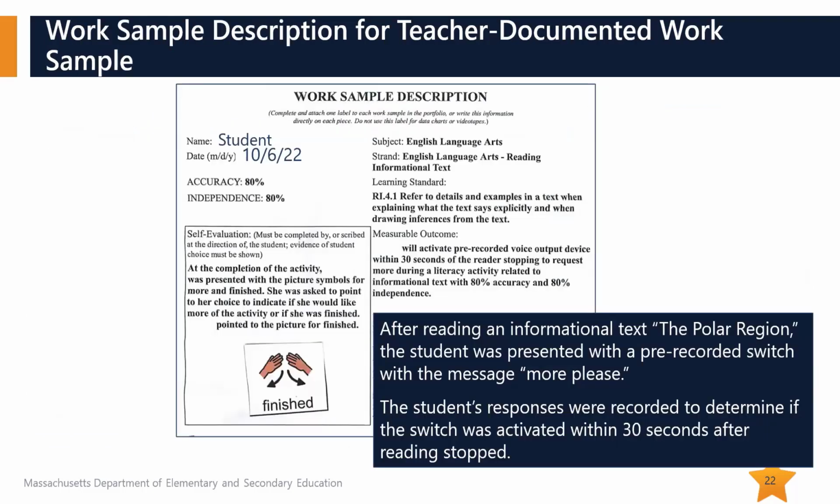So here's the work sample description label for a teacher documented work sample. The measurable outcome says the student will activate a pre-recorded voice output device within 30 seconds of the reader stopping to request more during a literacy activity related to informational text. So that's what they're saying they're going to do. Let's take a look at the work and see if this is what you would expect to see.